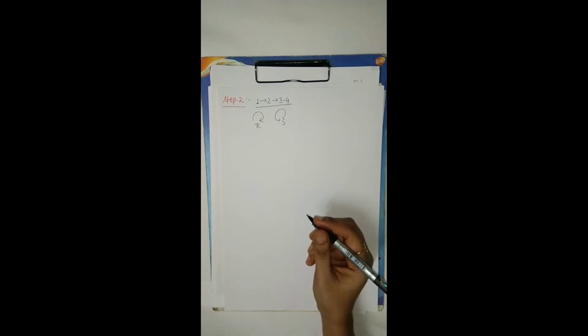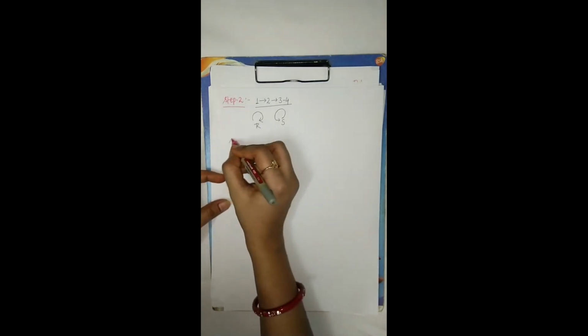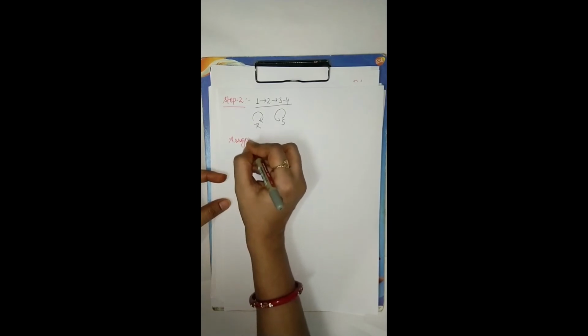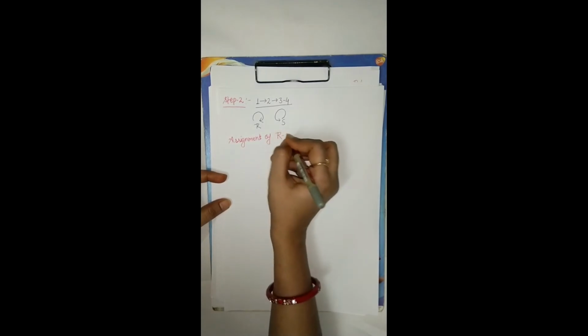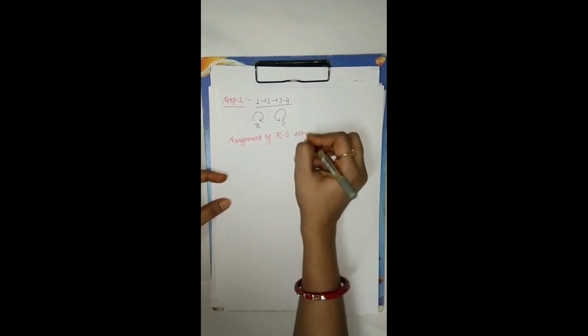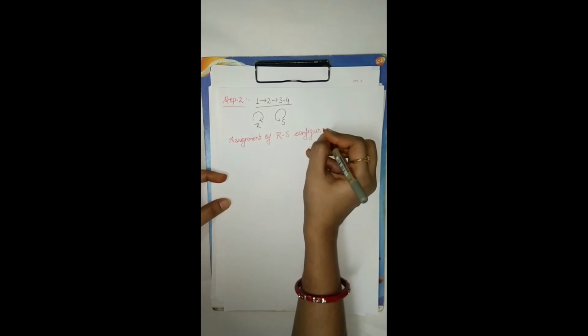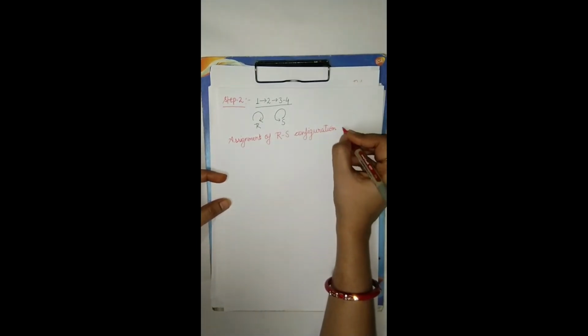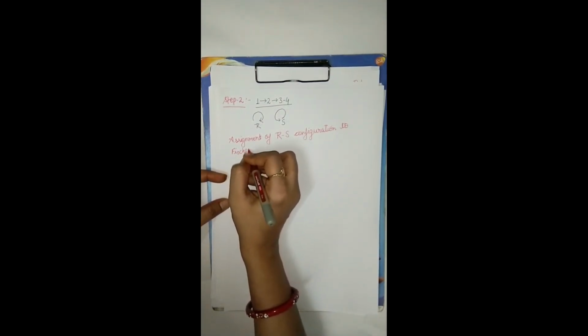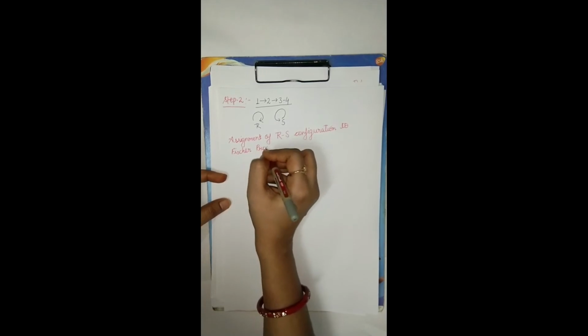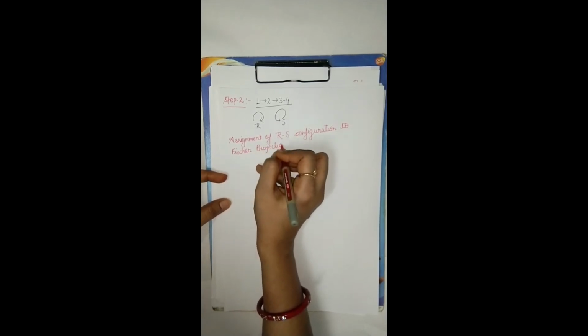This is the absolute configuration. This is the RS nomenclature, and then we will discuss the assignment of RS configuration to the Fischer projection.